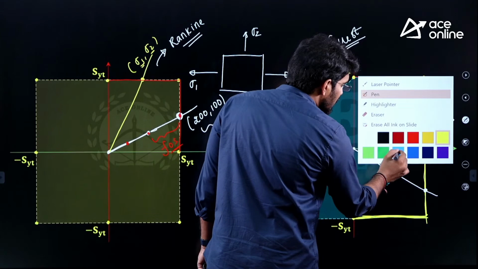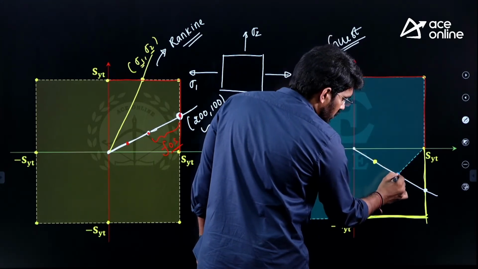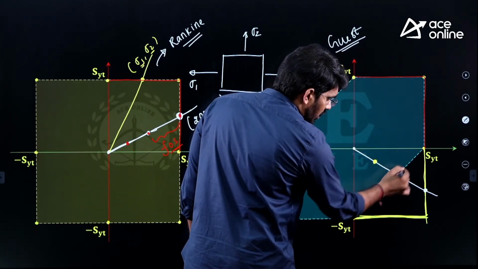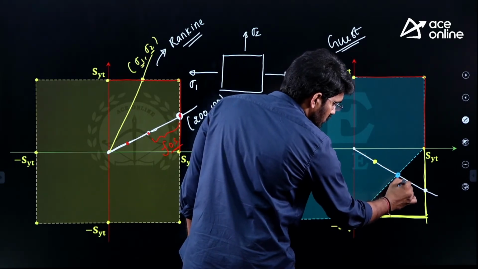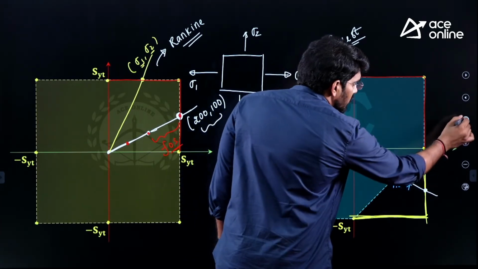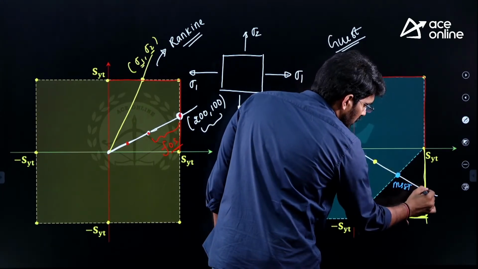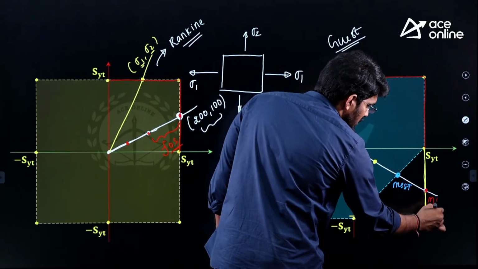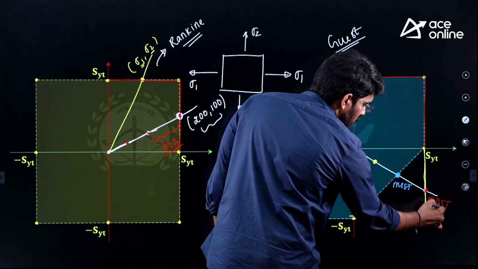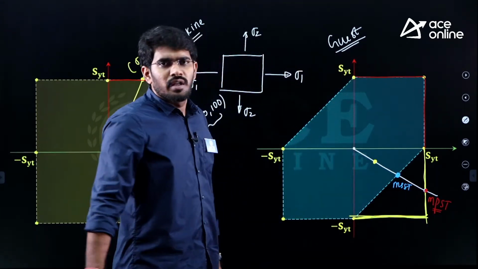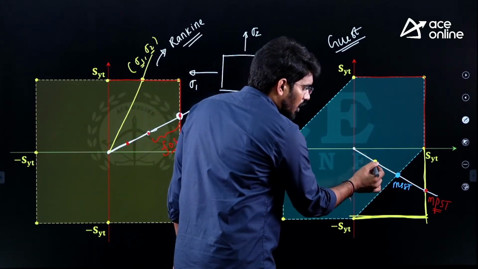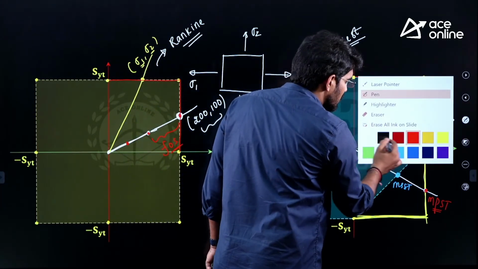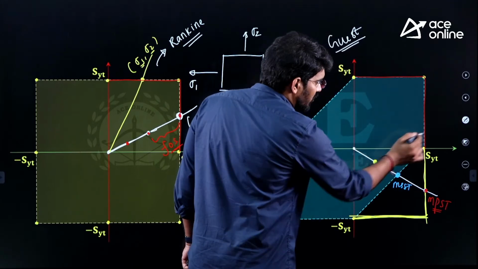See, I can say that this is the failure point. This is the failure point according to maximum shear stress theory. And this is the failure point according to maximum principal stress theory. Now, if you observe carefully, the operated point, let me assume that this is the point of operation.